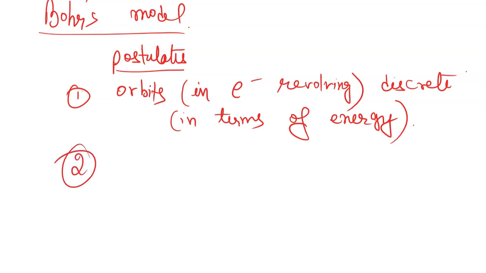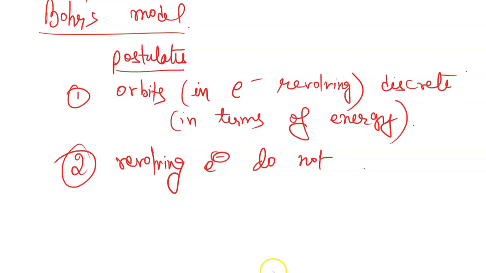His postulate stated that revolving electrons do not radiate, or do not emit, or do not lose energy. If they do not lose energy, definitely the limitation of Rutherford's model is overcome, because if they do not lose energy, they won't fall into the nucleus.